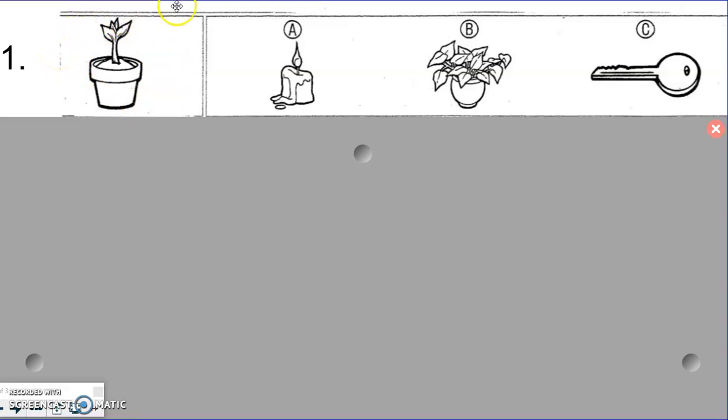The answer is number 2, or letter B. And that one goes together with the seedling because they are both plants. This is a young plant. This is a mature plant. They go together.